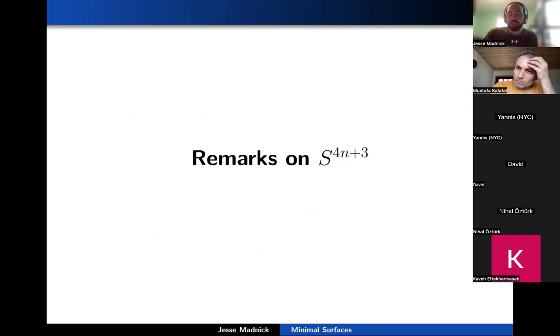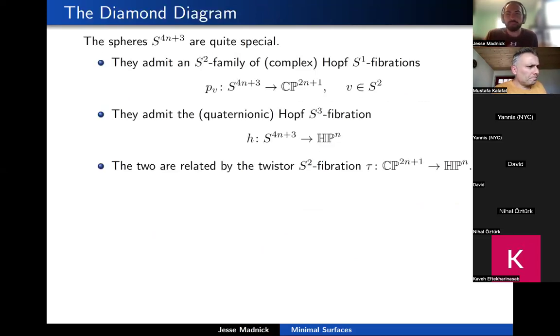Okay, so the 4n+3 sphere is fairly formidable. Of course, it is itself an odd dimensional sphere, but now the amount of structure that you have is somewhat overwhelming. And so in the last part of this talk, I just kind of want to comment very, very briefly on aspects of the 4n+3 sphere that I think are worth highlighting. So the 4n+3 spheres are indeed quite special.